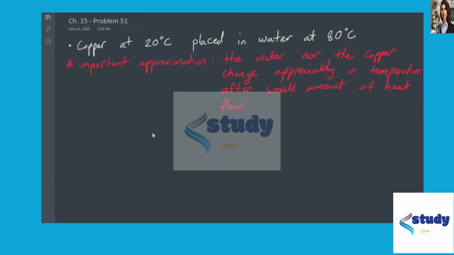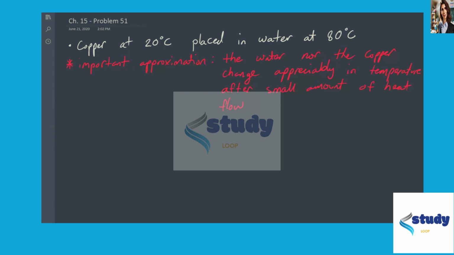So we are told that a block of copper at 20 degrees Celsius is placed in water at 80 degrees Celsius. And we are asked to calculate the entropy change of the copper, the water, and then the entire universe. And so an important approximation firstly is that neither the water nor the copper changes appreciably in temperature after the small amount of heat flow of 1 joule.